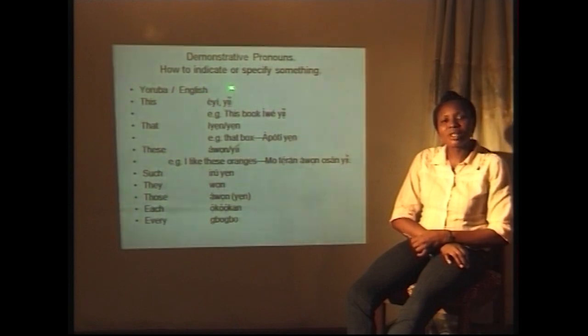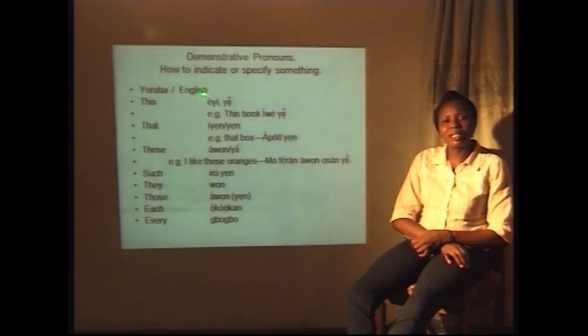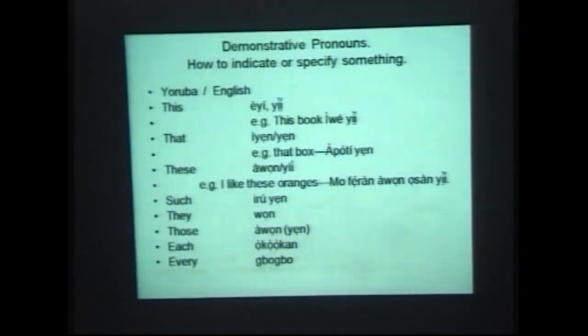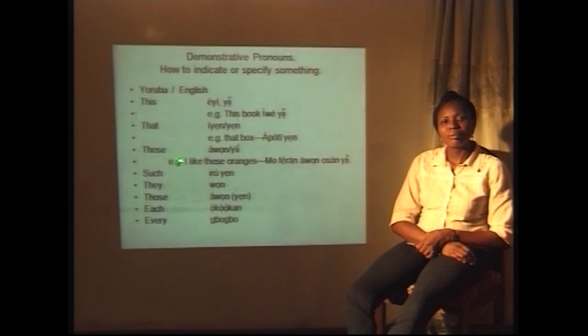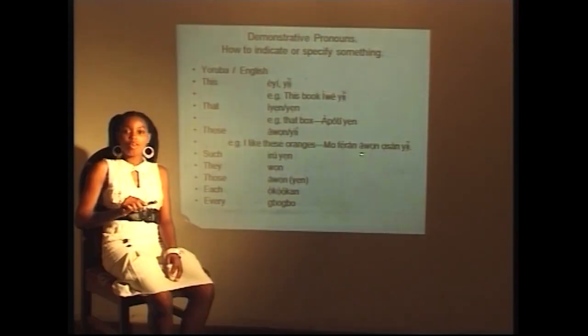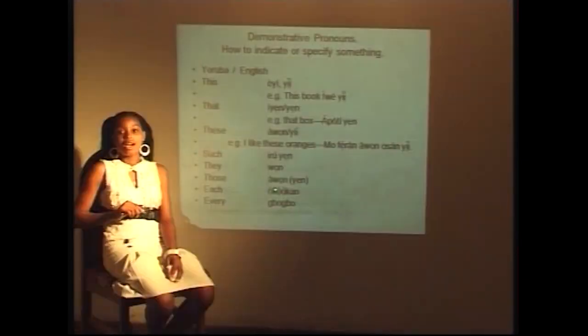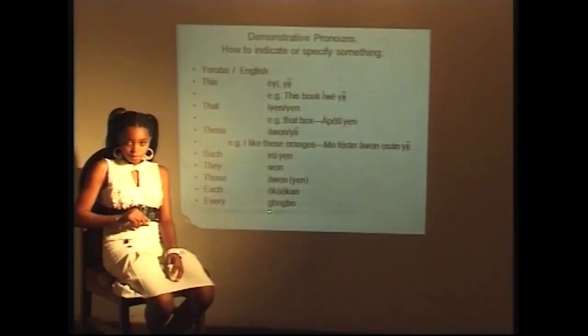Demonstrative pronouns: how to indicate or specify something. Yoruba and English. This, eyi, yi. For example, this book: iwe yi. That, iye. For example, that box: apoti ye. These, awon yi. For example, I like these oranges: mo fẹ́ràn àwọn ọsàn yìí. Such, irú yẹn. They, wọn. Those, àwọn yẹn. Each, ọ̀kọ̀ọ̀kan. Every, gbogbo.